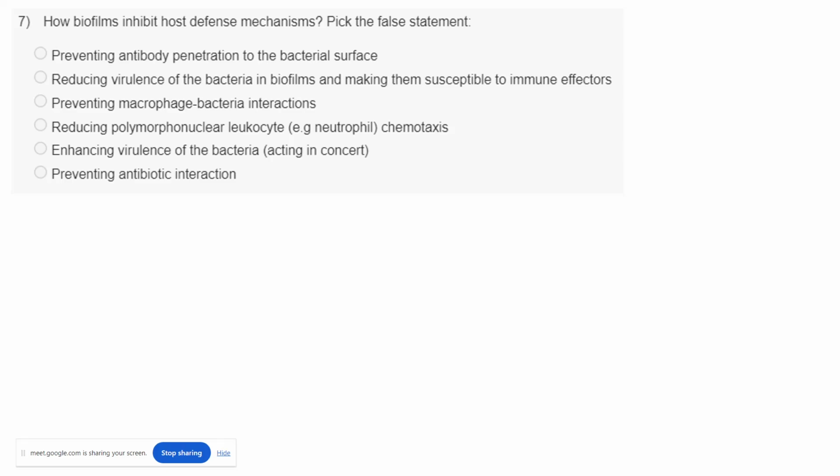Now we have a question on biofilm. This is the seventh question. How do biofilms inhibit host defense mechanisms? You have to select a false statement here. Option 2. Reducing virulence of the bacteria in biofilms. Okay.